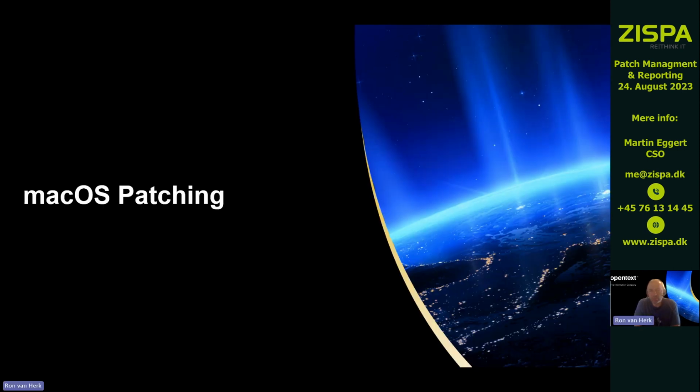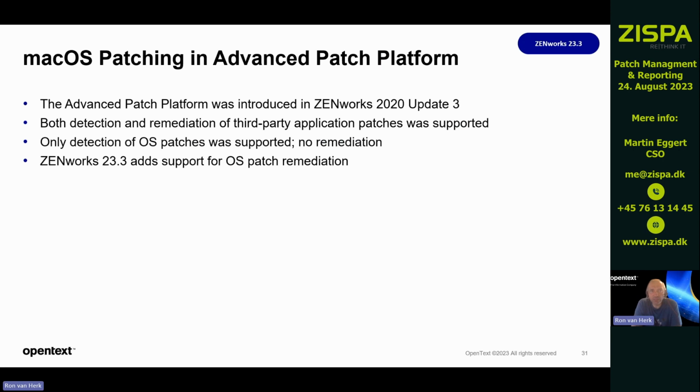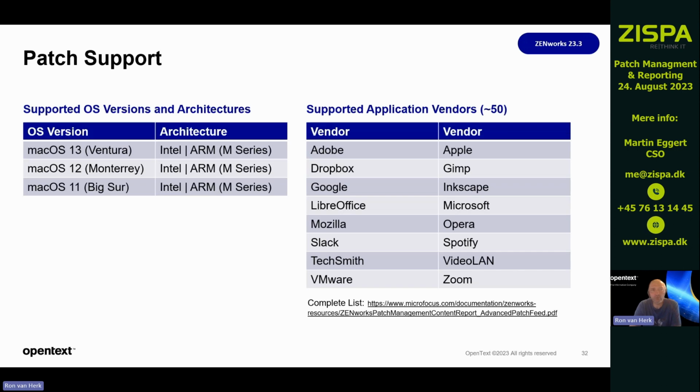Next is macOS patching. We were able to do patches for third-party applications, but not for the operating system itself. So we've changed that with the 23.3. Now we are able to do OS patches on macOS 11, 12, and 13. And we do lots of different third-party vendors. The third-party vendors didn't change, but the operating system itself changed. So we do that on both the Intel and ARM architectures from macOS 11 onward.